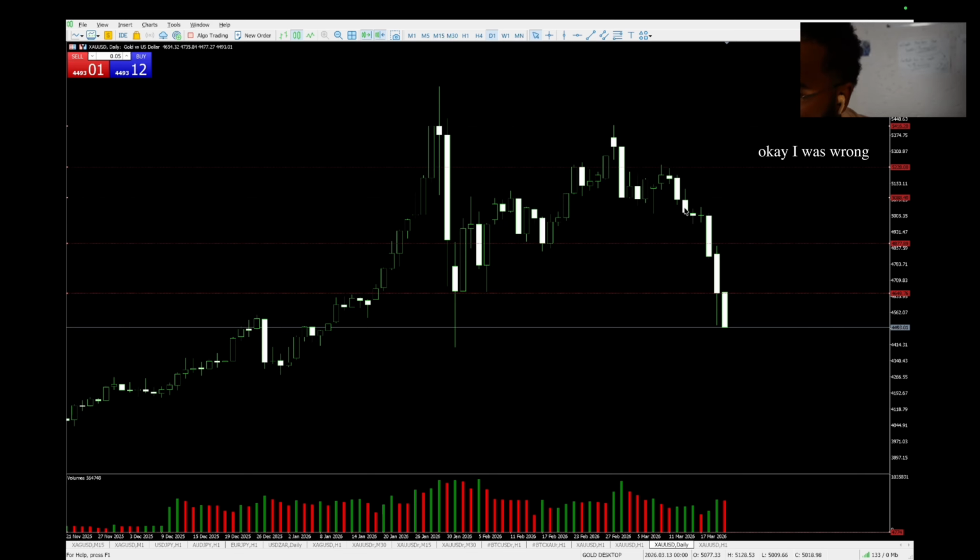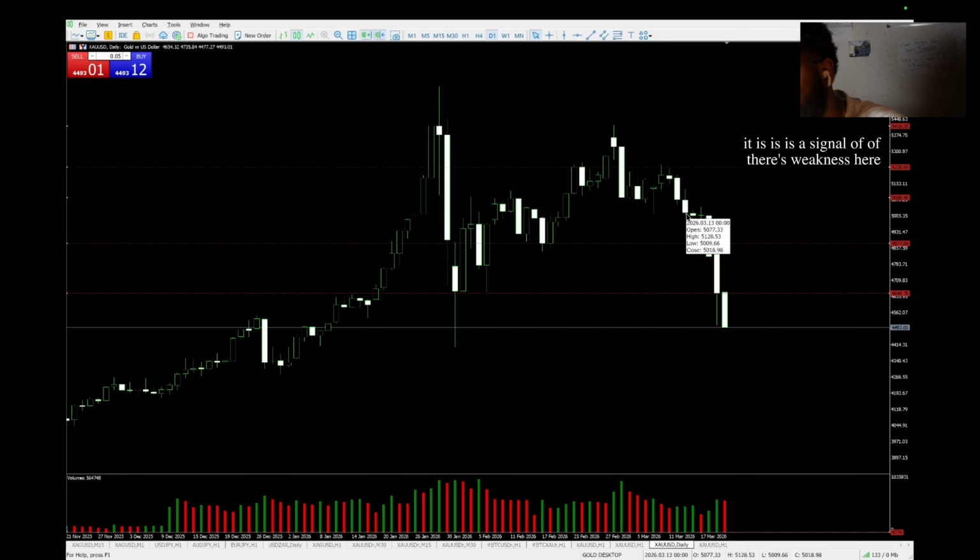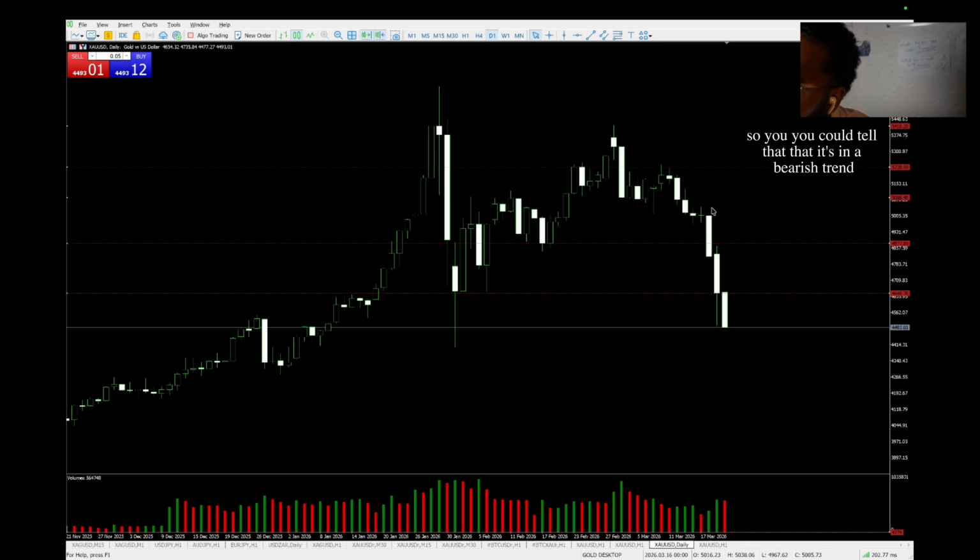Because I could tell, okay, I was wrong. This level was supposed to be protected. For price to break through it is a signal of weakness here. There's a seller in the market who's pushing price down heavily, and you can see price is forming lower highs, so you could tell that it's in a bearish trend.